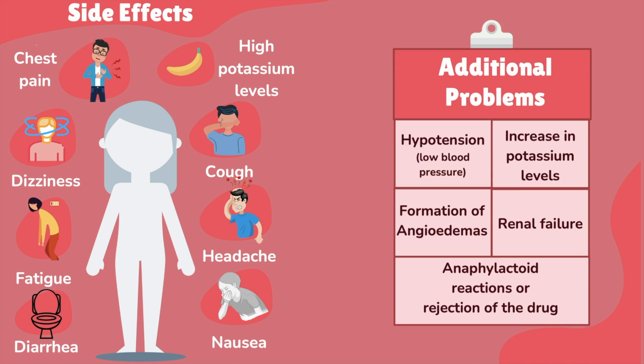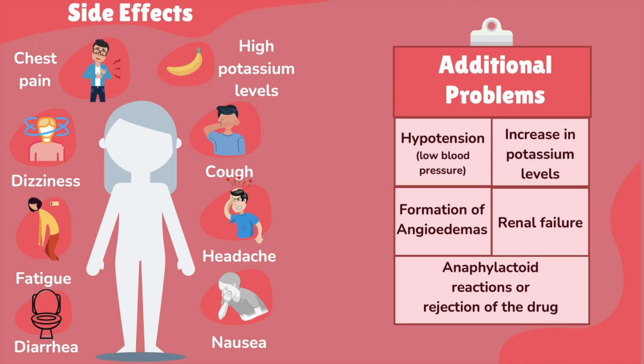Some more serious consequences associated with its use include hypotension, an increase in potassium levels, which can lead to an irregular heartbeat and renal failure, the formation of angioedemas, which are fluid-filled tissue cavities in the deepest layer of the skin. If these occur in the tongue, glottis, or larynx, they can cause airway obstruction. Anaphylactoid reactions, or non-immune rejection reactions to the drug, and renal failure, particularly when taken with direct renin inhibitors, are also possible.